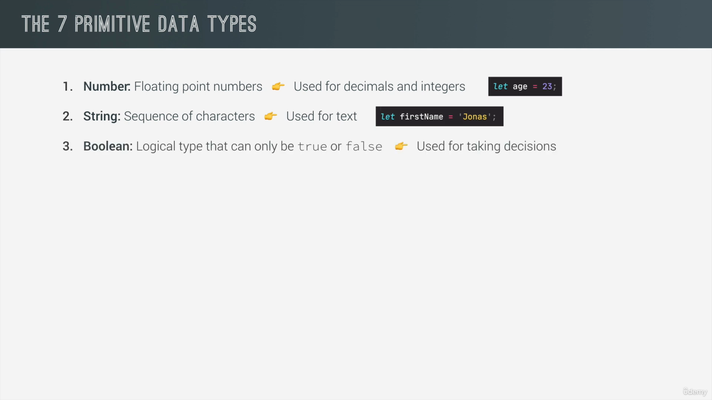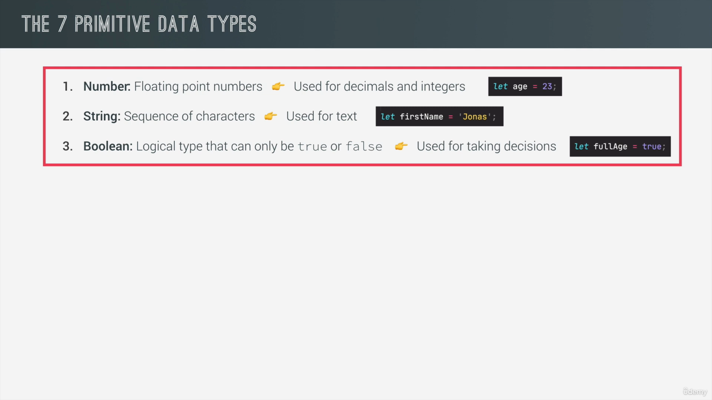The Boolean data type is essentially a logical type that can only take one of the logical values, true or false. In other words, a Boolean is always either true or false. Alright? We use Boolean values to take decisions with code, as we will see later. And these are the 3 most important data types that we will deal with the most. But there are still 4 more, which might be a bit more confusing.